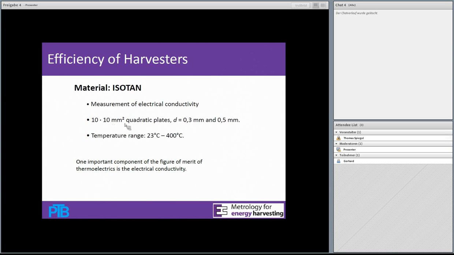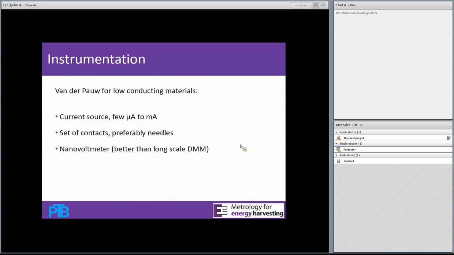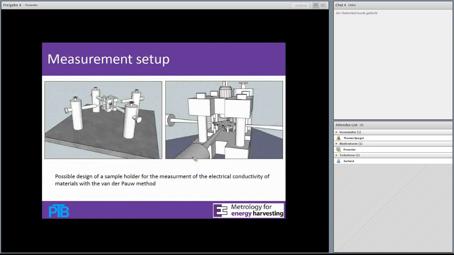So we did this also for Isotan, which is planned to be used as a reference material for thermoelectric materials. And we did it on a 10 by 10 millimeter quadratic plate with 0.3, 0.5, and 1 millimeter thickness in a temperature range between room temperature and 400 degrees. We need a current source with a few microamperes or milliamperes for these lower conducting materials. A set of contacts, now preferably needle contacts or clamped contacts, and also, again, the nanovolt meter.